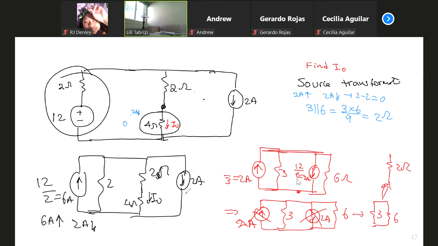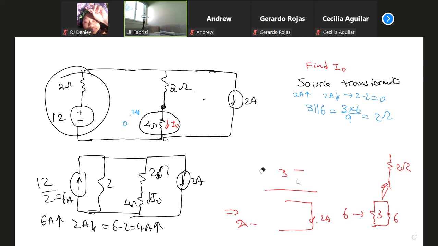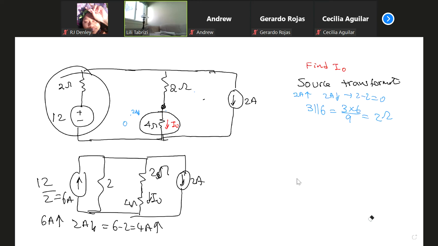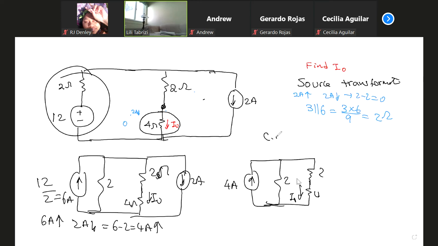It's not all the way parallel. So what's the net? 6 minus 2 equal to 4 amp up. So I have 4 amp up because 2 down, 6 up. Then I have 2 ohm. Then I have 2 and 4. And the question is I0, current division. That's the only formula you write at the end.